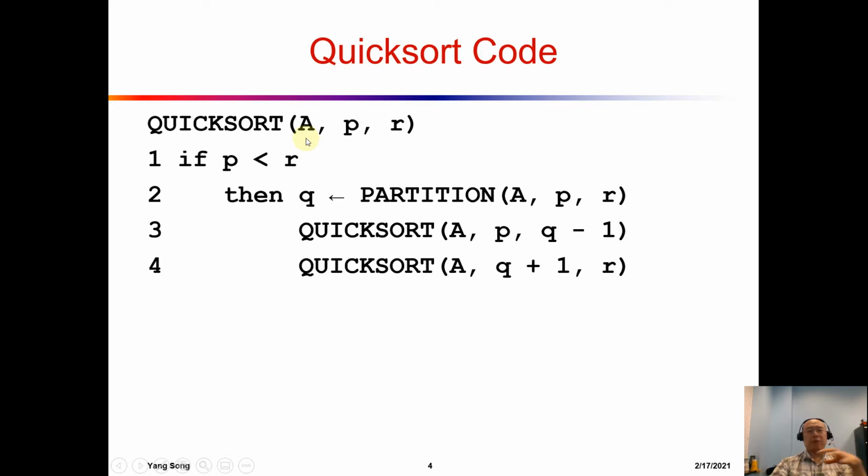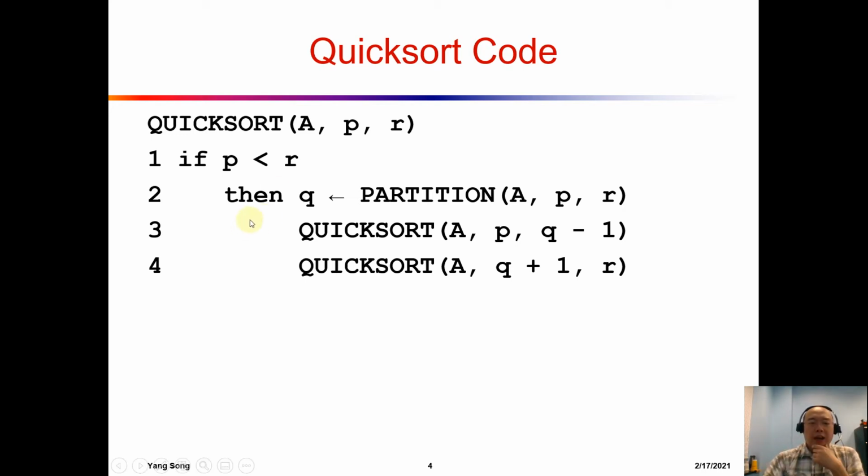A is the list we want to sort, P is the left bound, and R is the right bound. The implementation is: as long as the left bound is still smaller than the right bound, this condition being true means there are at least two values in this sublist to be sorted. Otherwise, if P equals R, there's only one value in the sublist, and we don't have to do anything because a sublist with one value is already sorted.